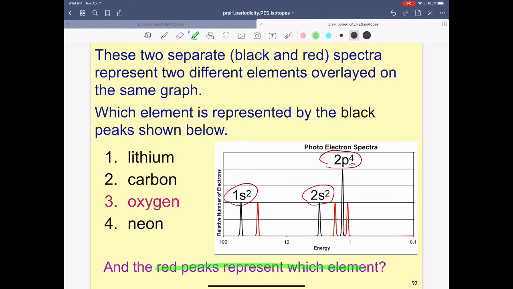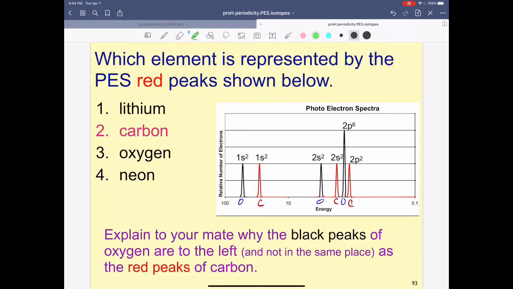And the red peaks would represent which element? If you answered carbon, you would be correct, because you can see that the last peak is only half the height, allowing you to realize 2p2, which corresponds to carbon. Now that's pretty straightforward. AP is more likely to ask you a why question.